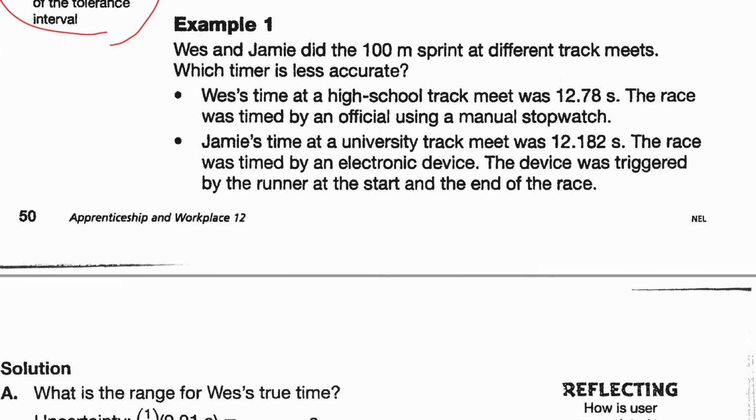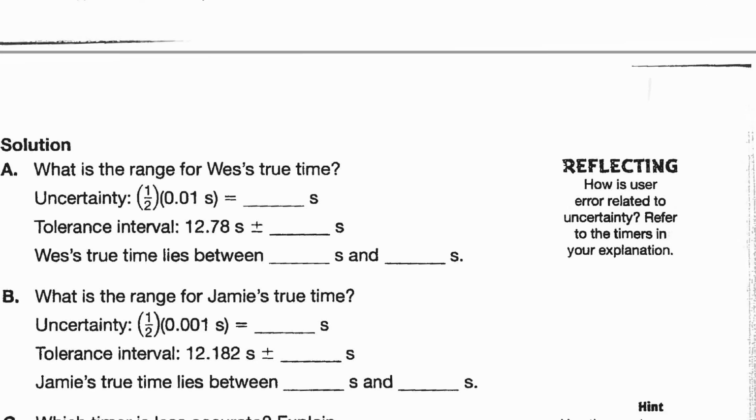So example 1. Wes and Jamie did the 100-meter sprint in different track meets. Which timer is less accurate? Wes's time at a high school track meet was 12.78 seconds. The race was timed by an official using a manual stopwatch. Oh, I don't like manual stopwatches. Jamie's time at a university track meet was 12.182 seconds. The race was timed by electronic, way better. The device was triggered by the runner at the start and the end of the race.